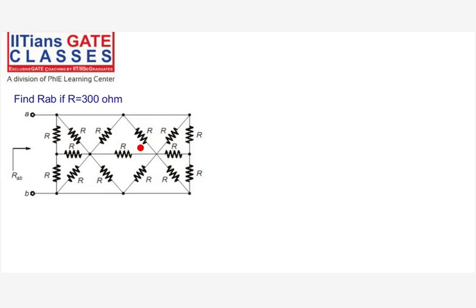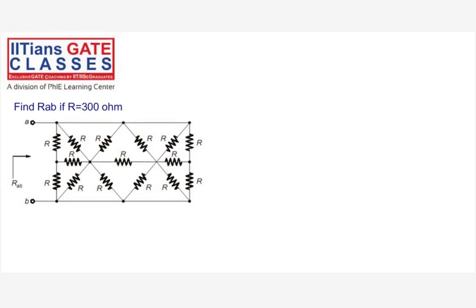For a balanced Wheatstone bridge, you can remove the central limb because the current flowing in the central limb is 0. Okay, you can remove it. So I can remove this resistance, and this resistance. Now the circuit will become something like this. Otherwise, okay, let me draw it this way.